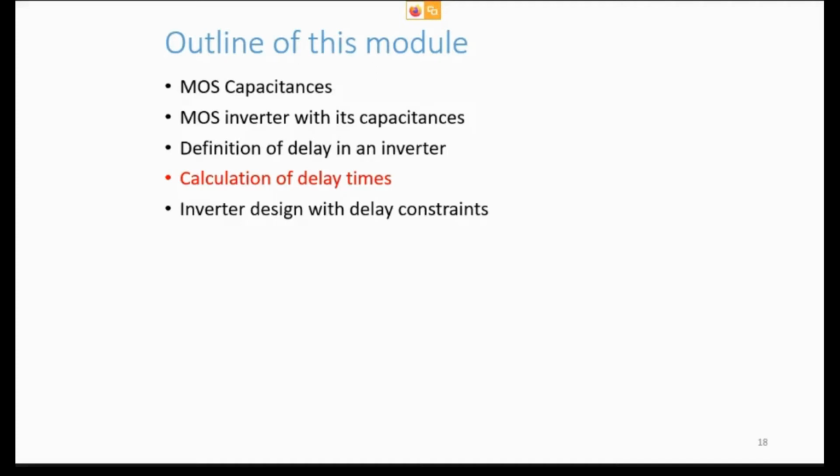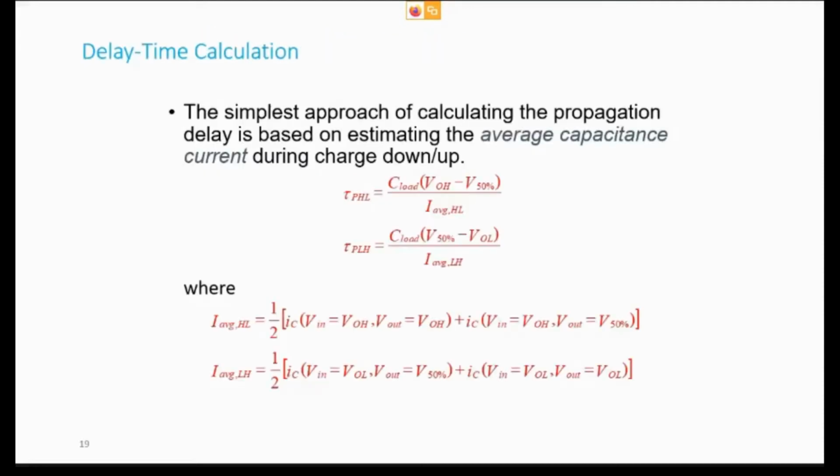MOS capacitances and what are the various definitions. So today we are going to have a good discussion on calculation of delay times. Your delay can be calculated in two different ways. The first method is called average method.